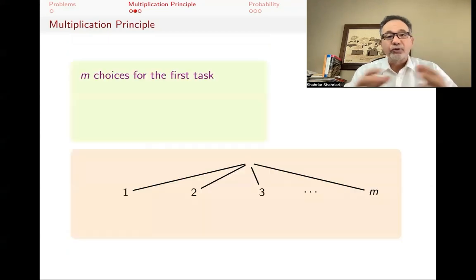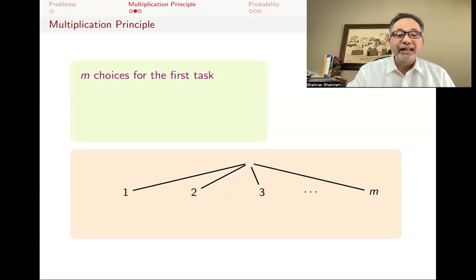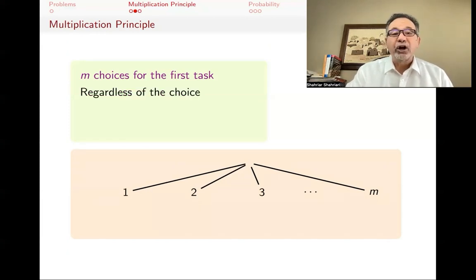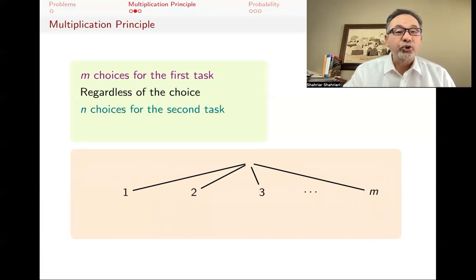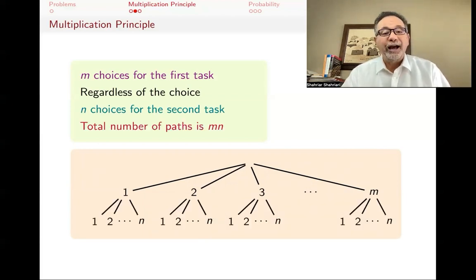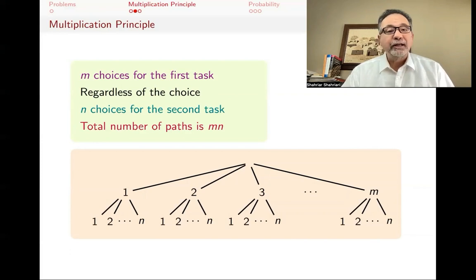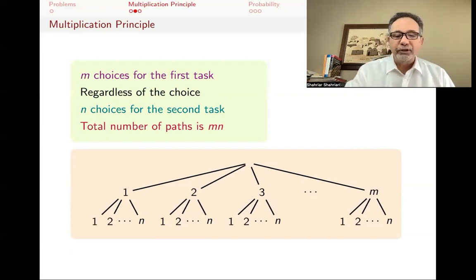Just repeating, this is one way to visualize it. You've got a fork in the road with m possibilities, but then if you follow any of those, then regardless of that choice, you have n choices for the second time you come to a fork. Altogether, how many paths do you have? It's going to be m times n. You have m first choices. For each of them, you have n choices. The total is m times n.